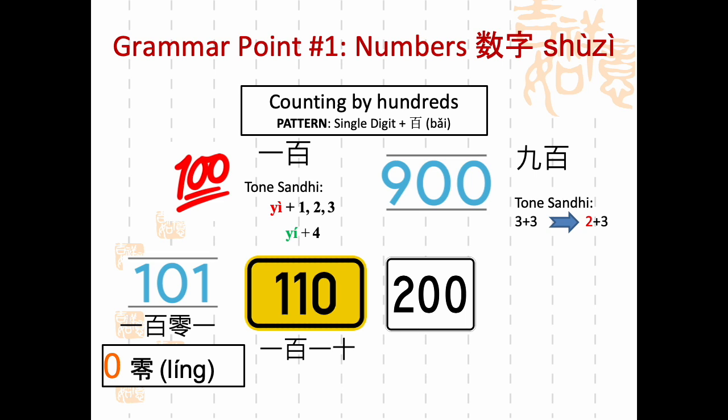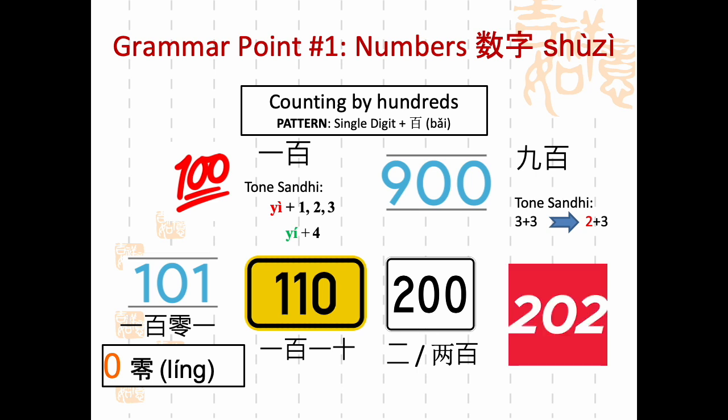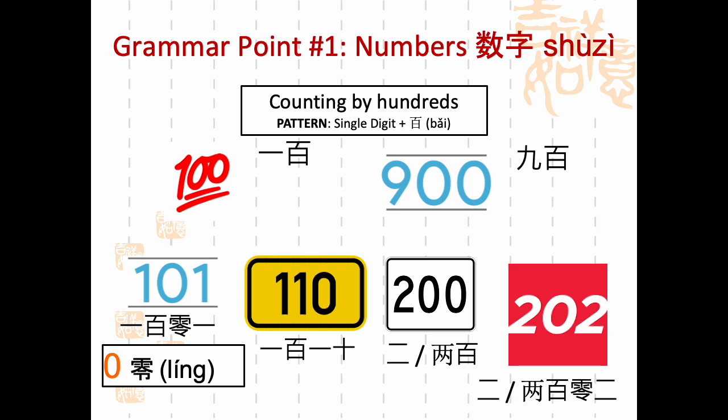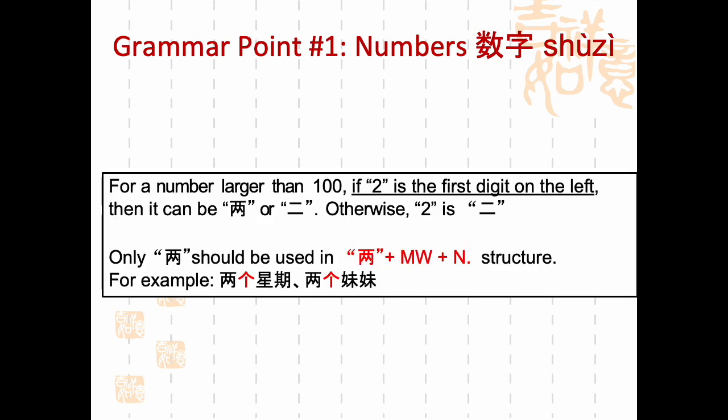200. Here you could use either 二 or 两. So we could say 二百, or we could say 两百. And then finally, 202. Here we would say 二百零二 or 两百零二. One thing to bear in mind here with the number 2 is that if a number is larger than 100, and if it's the first digit on the left, both of them are okay. It could be either 二 or 两. Otherwise, though, the 2 is always going to be 二.